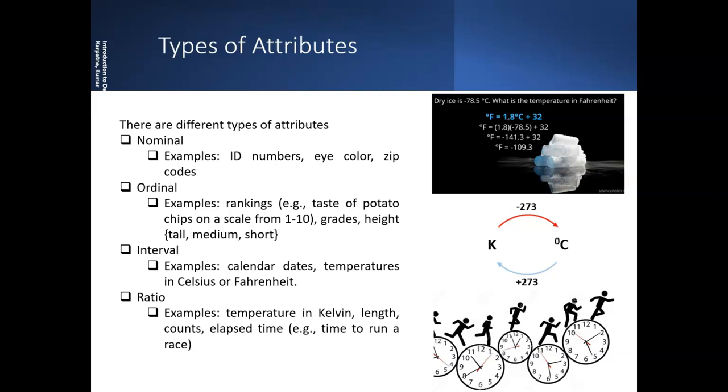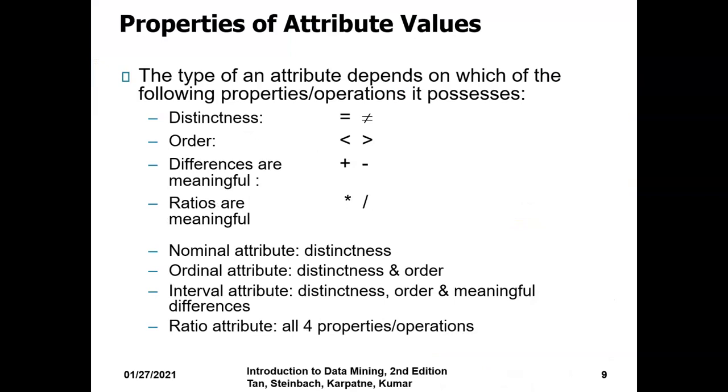And then we have ratio. Ratio is where zero means zero. So zero length means no length. 0 Kelvin means no temperature. And then elapsed time, like time to run a race. So the properties of different attributes could be distinctness, meaning equal or not equal; order, meaning less than or equal to; differences being meaningful, like plus and minus; or ratios, where you can divide and multiply as well.